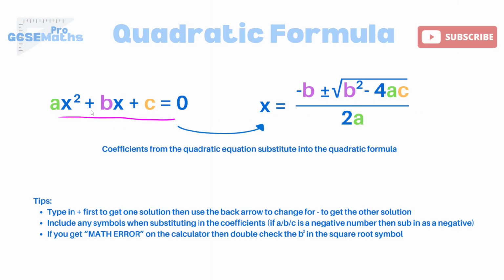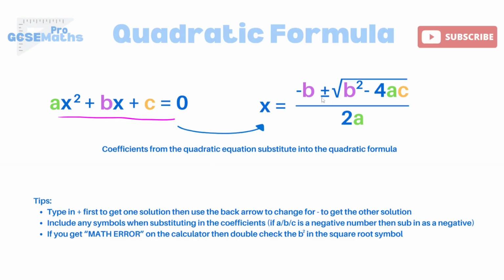Now, I've put plus here. It obviously could also be a negative number as well. That's fine. So our quadratic formula is x is equal to minus b plus or minus the square root of b squared minus 4ac, all of that divided by 2a.